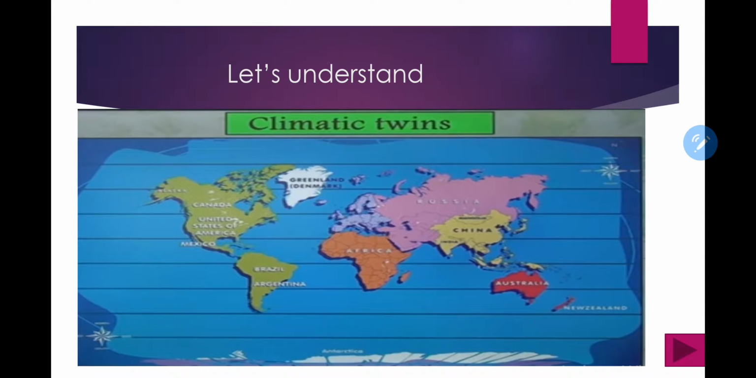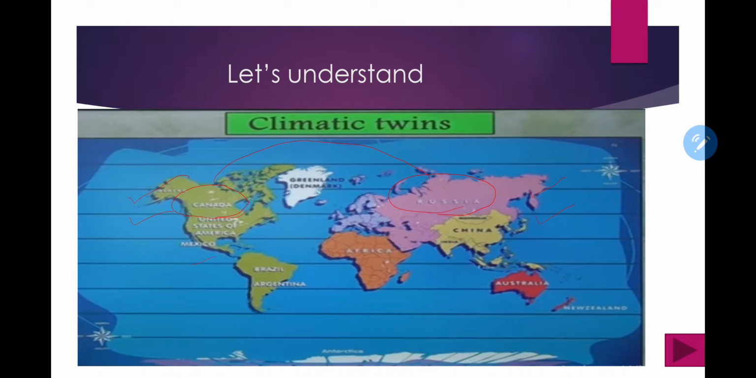Now, do you know friends, around the world few countries are called climatic twins. Now you might be thinking that twins, and that is also on a basis of climate. How can it be possible? So if you will notice, Canada over here and Russia over here, they both are called climatic twins. Why? Because they both lie in between these two lines, right?